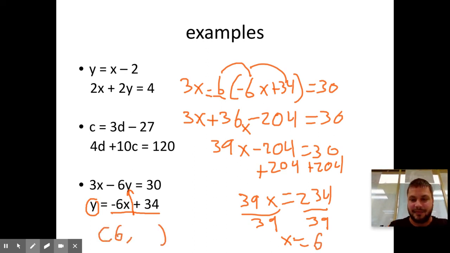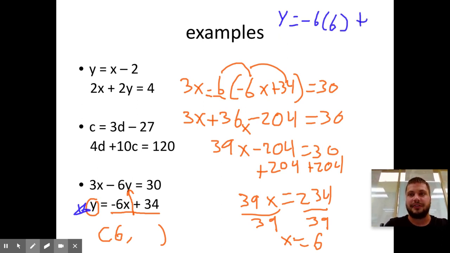Now be careful. Like I keep solving for x first, so it's going in the x slot. Sometimes you might solve for y first, and then you'd have to make sure that you put that in the y slot of your answer. Now again, if I want to know what y equals, it makes common sense to go to the equation that says y equals. So y equals negative 6 times, I know x now to be 6, plus 34. So that's y equals negative 6 times 6 is negative 36 plus 34. So y is negative 2.